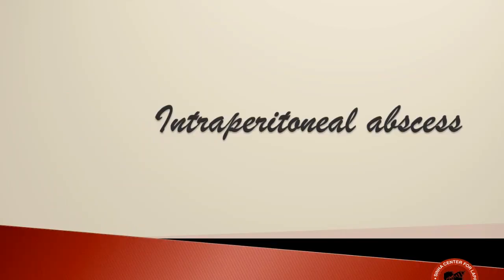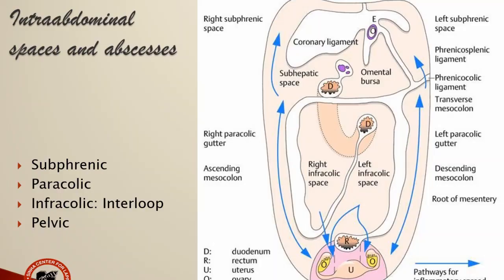Right? Now coming to the most important complication, and that is intraperitoneal abscess. What are intraperitoneal abscesses all about? Let's look at this figure, which is a very good figure. I found this from the internet, and you can see the subphrenic spaces, the paracolic, the infracolic and the supracolic, and the pelvic space. So these are the four important groups of spaces we're talking about: the subphrenic, paracolic, infracolic, interloop, and the pelvic, right? In the infracolic, you have the right infracolic and the left infracolic, and the arrows show the normal traveling of infection, how it proceeds.